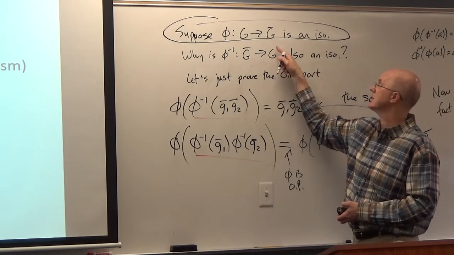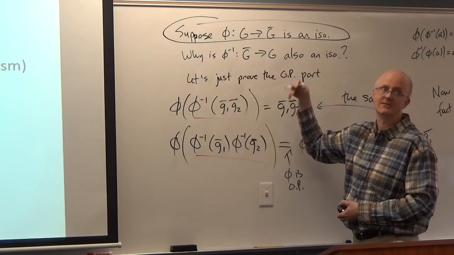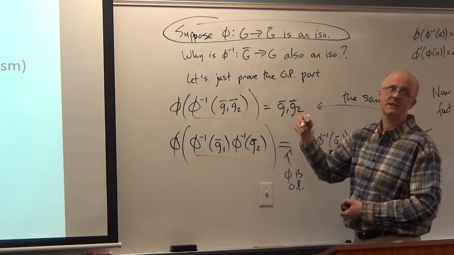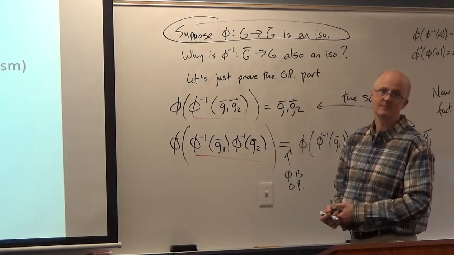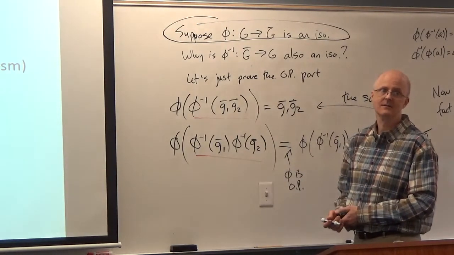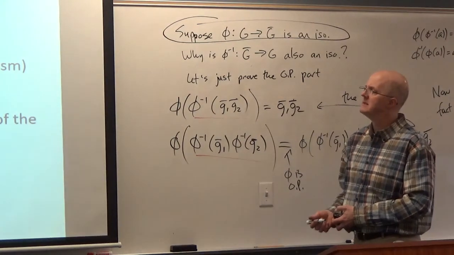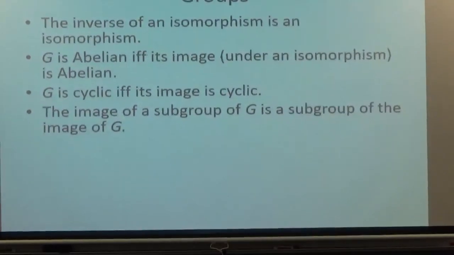G is cyclic if and only if G bar is cyclic. And if G is not cyclic, then G bar will be not cyclic as well. G is not cyclic if and only if its image is not cyclic. You can negate both sides of an if and only if, and you get another true statement. The image of a subgroup of G is a subgroup of the image of G.